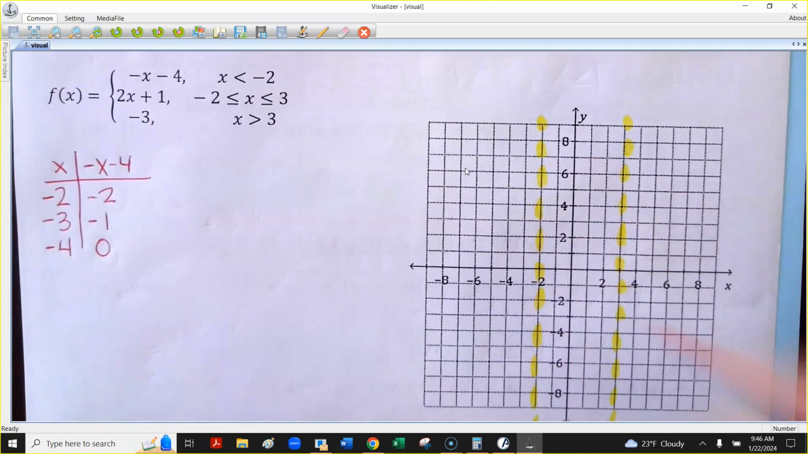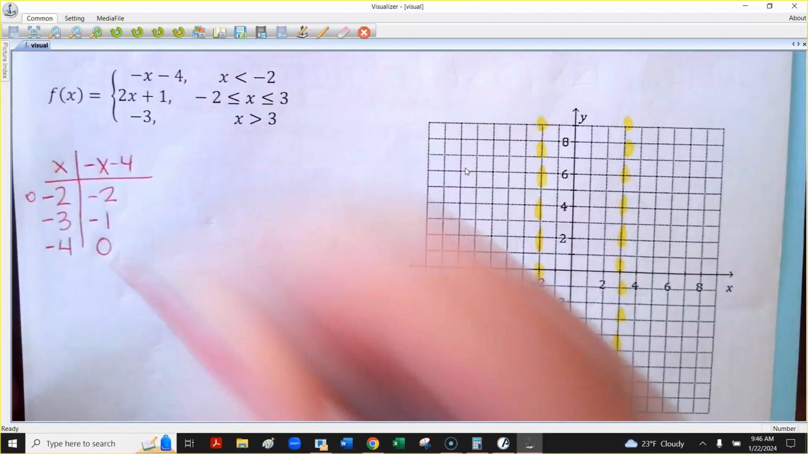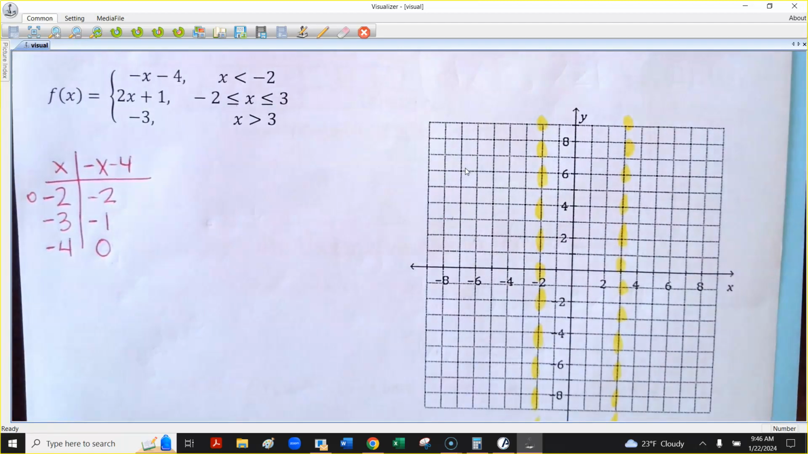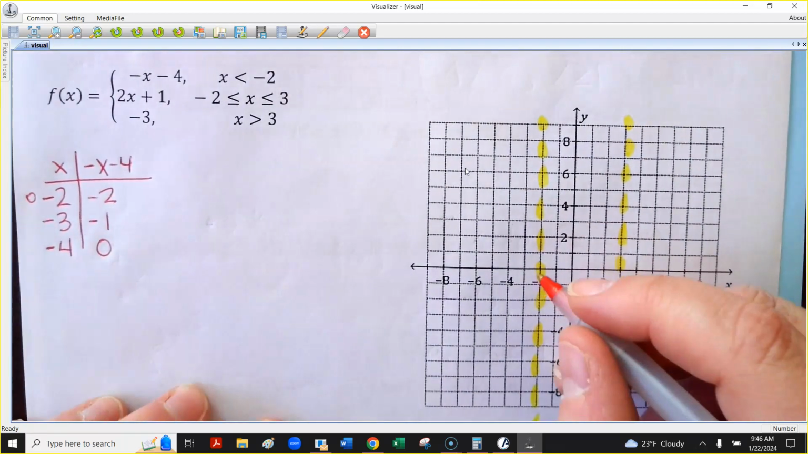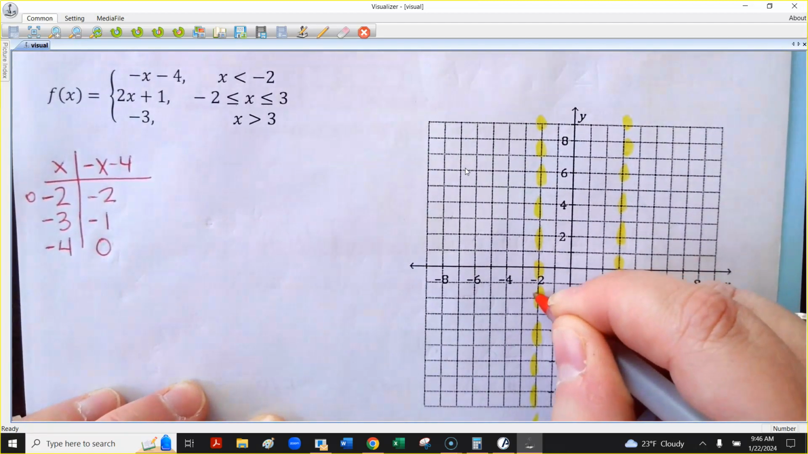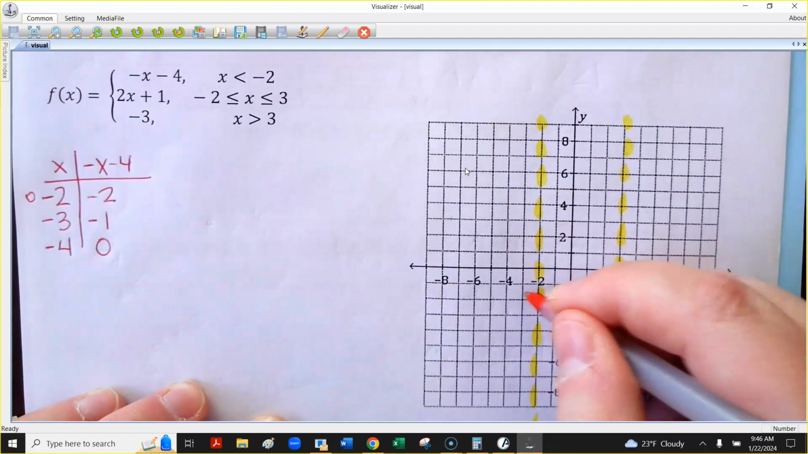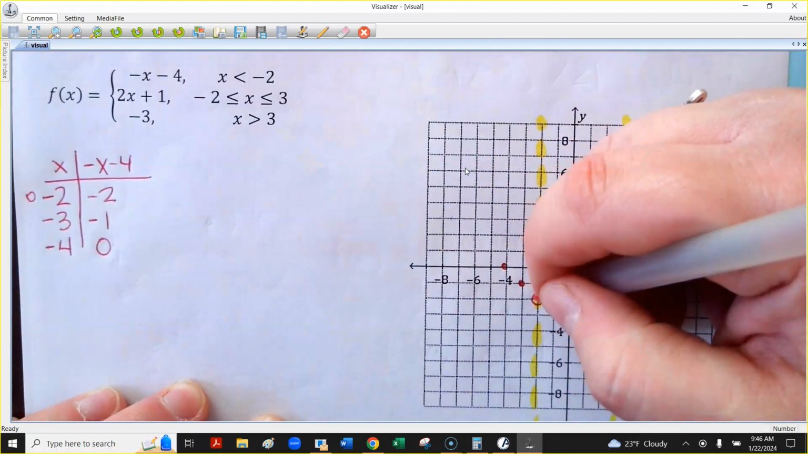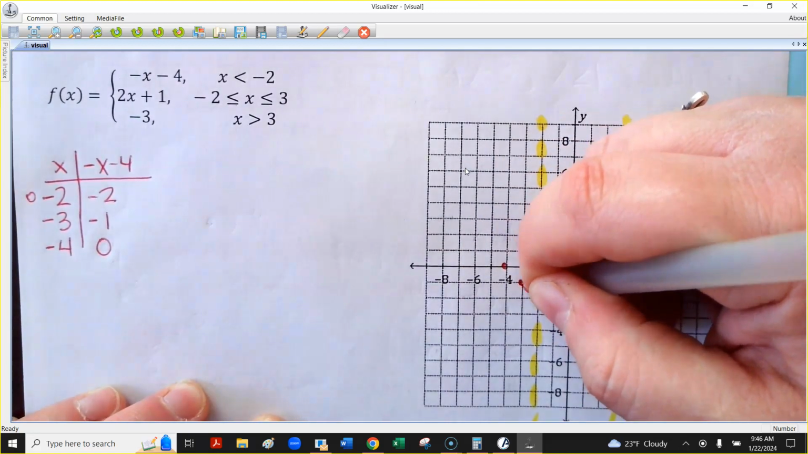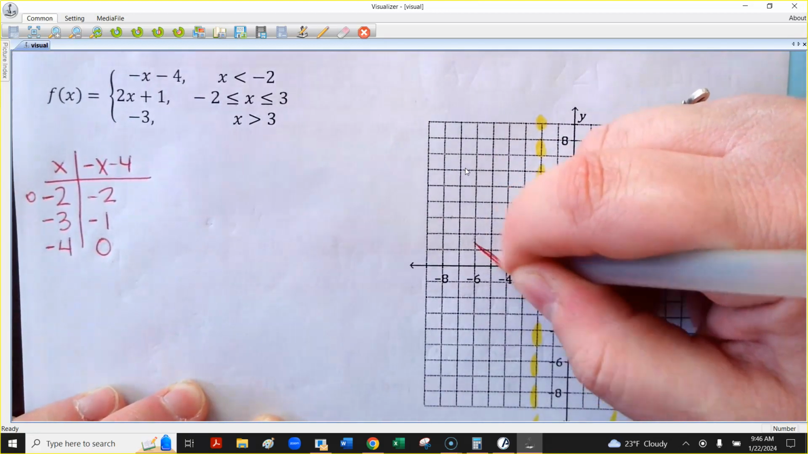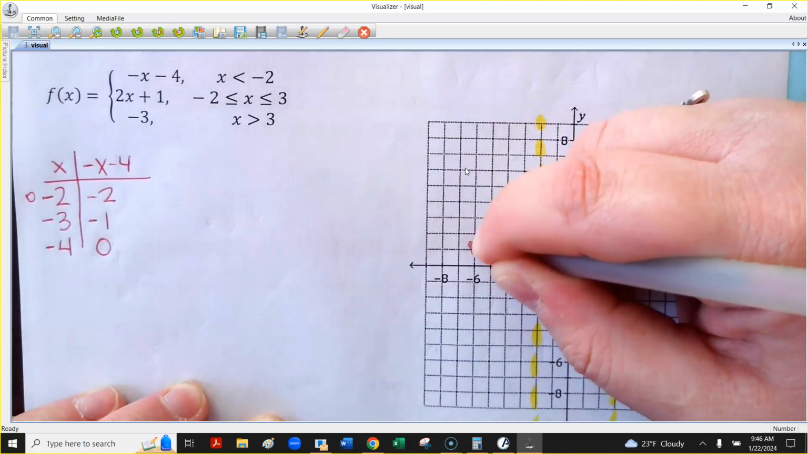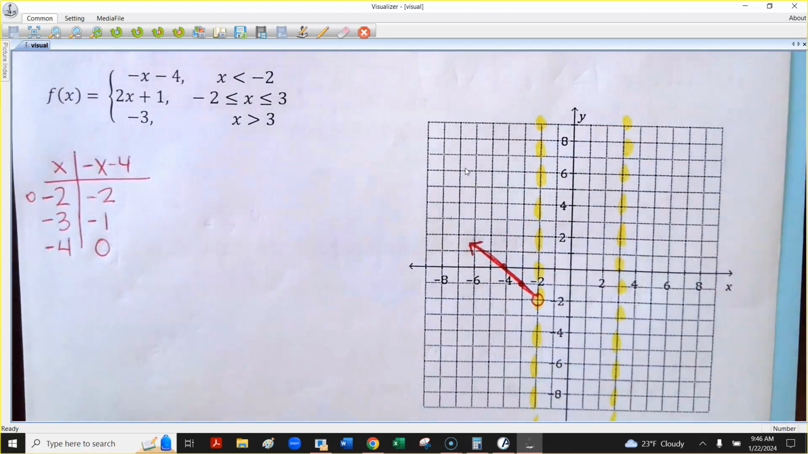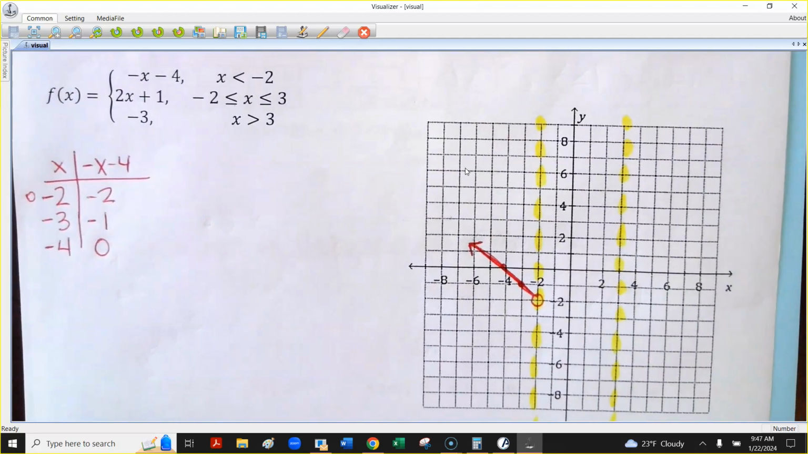Oops, I forgot to write down. I should have an open circle at the -2 because it's just x is less than -2. So -2, -2, little open circle. -3, -1, -4, 0. And we're just going to make a ray going to the left. That first piece should go to the left. The middle piece is in between, and the third piece should go to the right.